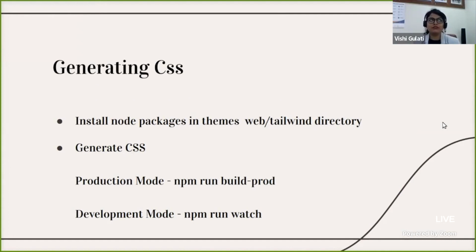Now I hope you all are aware of Tailwind purging. Let's see how we generate CSS. To generate CSS, what you need to do is go to the web folder in your theme. Under that, there is a Tailwind folder. In that, you need to install the node packages. And then, on the basis of your Magento mode, you generate the CSS with these commands. If you are in production mode, then you need to run npm run build prod. If you are in development mode, then you need to run npm run watch, and that's it.